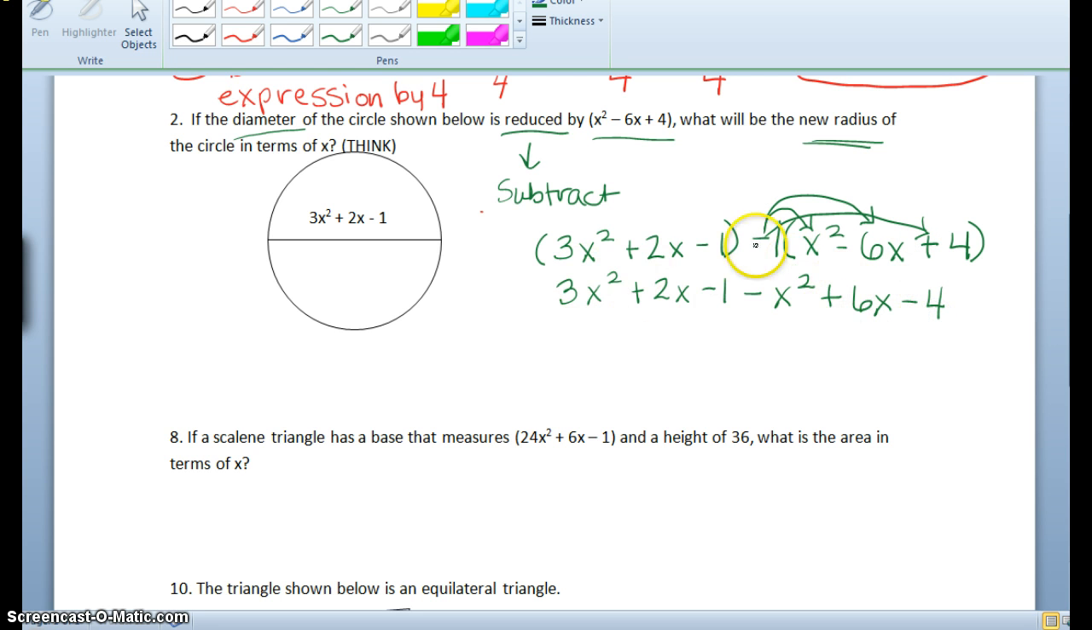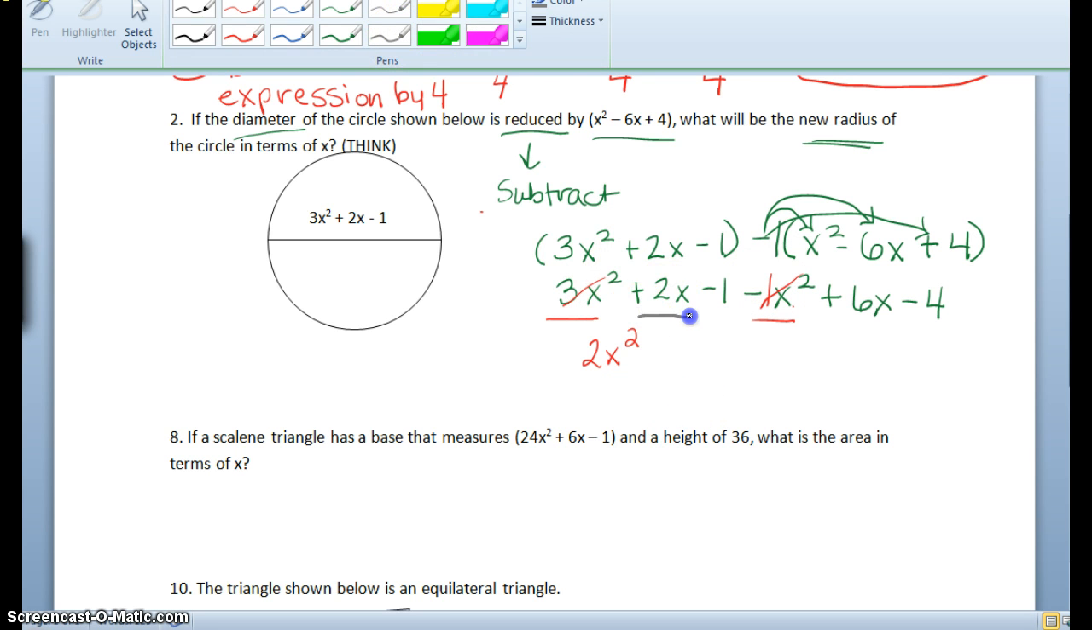Now all we have to do is combine like terms. Alright, we look at our 3x squared. Does 3x squared have any like terms? Well, it does. It's negative x squared, and we don't forget that there's a 1 in front. So 3 minus 1 gives us 2x squared. And we've used both of those, so we're going to mark them out.